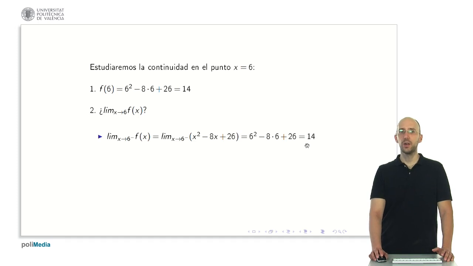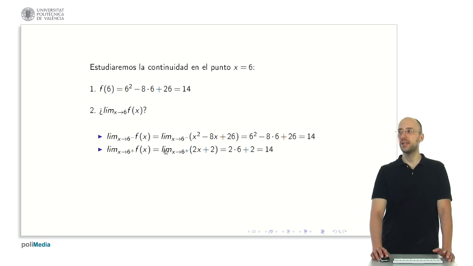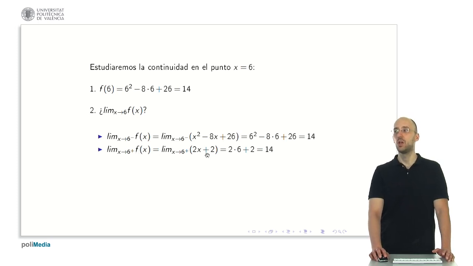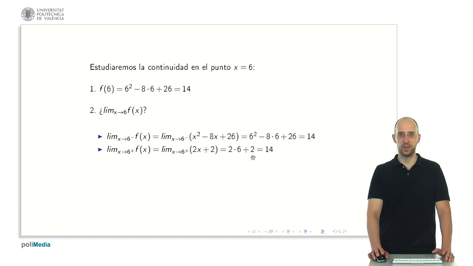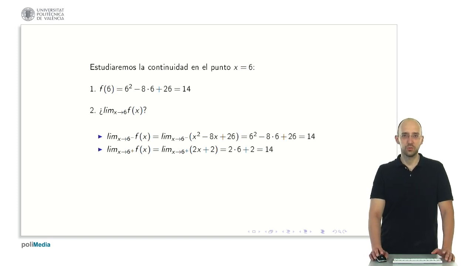Let's now calculate the limit, but from the right of the function. What expression does make sense from the right of 6? It is 2x plus 2. How do you calculate the limit as x approaches 6 of 2x plus 2? By substituting x with 6. Therefore, it would be 2 by 6, which is 12, plus 2, which is 14. 14 and 14, both limits from the right and from the left coincide. We can advance to a next step.